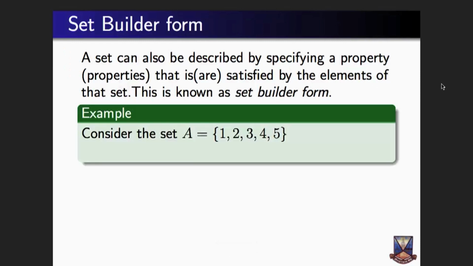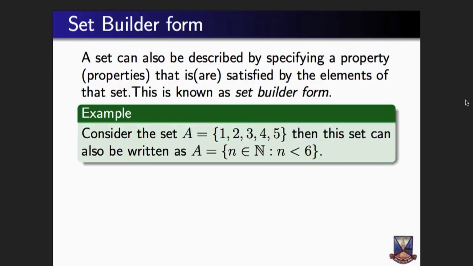For example, consider the set A equal to {1, 2, 3, 4, 5}. Then this set can also be written as A equal to the set of all natural numbers n such that n is strictly less than 6. So, this is how we denote the elements 1, 2, 3, 4, 5 using their property, and we know that the property which we have used is that all these are natural numbers and they are less than 6.